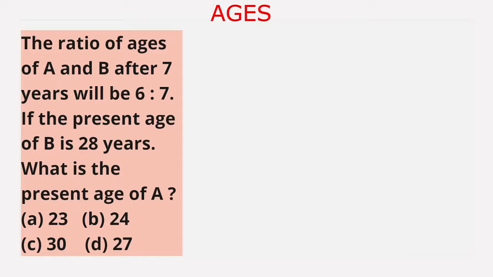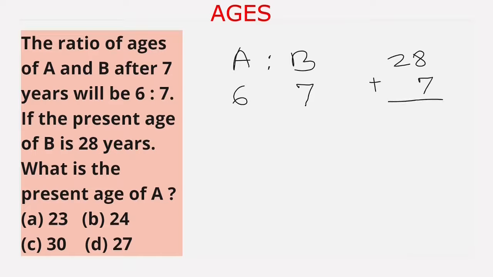We are solving this question by the shortcut method. The present age of B is 28. So what will be the age of B after 7 years? So we add 7 to 28 and this gives us 35. And we divide 35 by 7, as the ratio of B is 7 in 6:7. So we divide it by 7 and we get 5. And if we multiply 5 by 6, we get 30.